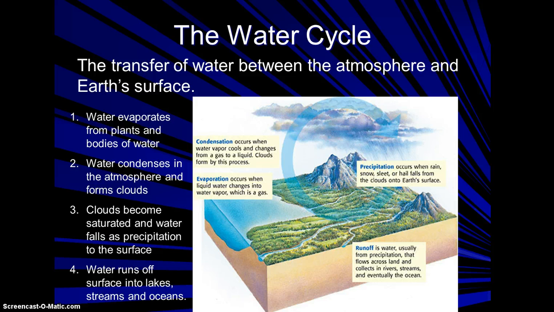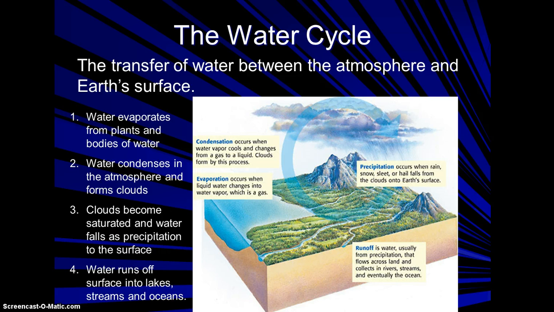The first thing is the water cycle, and we've already gone over this. You've had this in elementary school, so we're not going to spend a ton of time on it. But the steps are down there on your left. Number 1, water evaporates from plants and bodies of water.